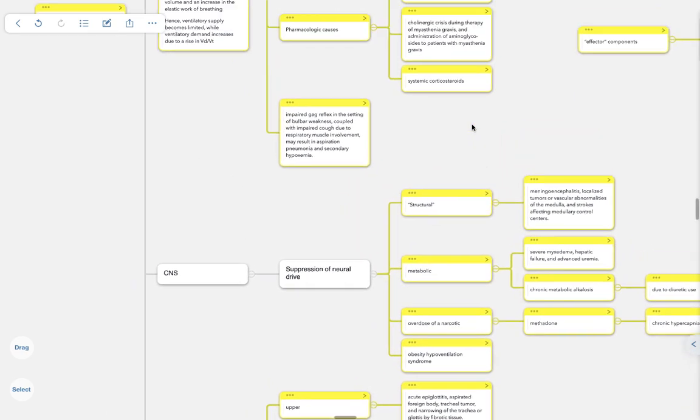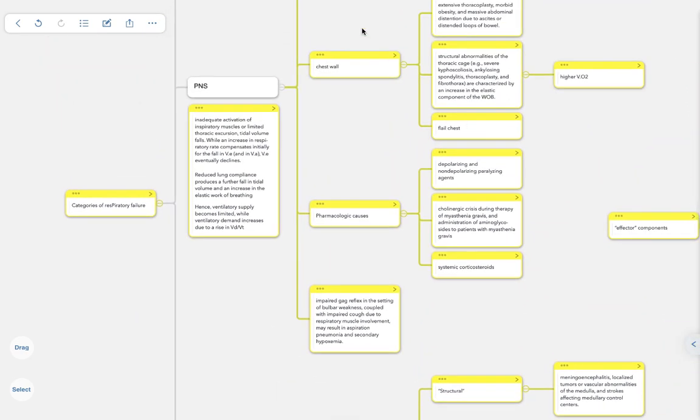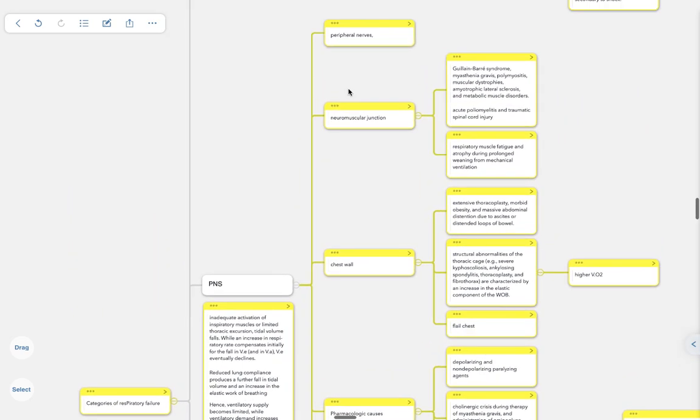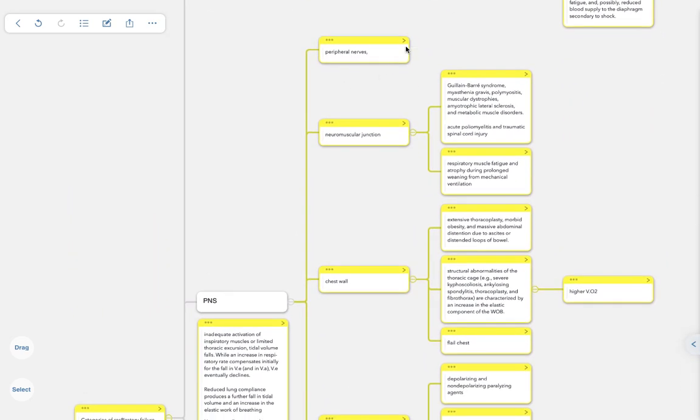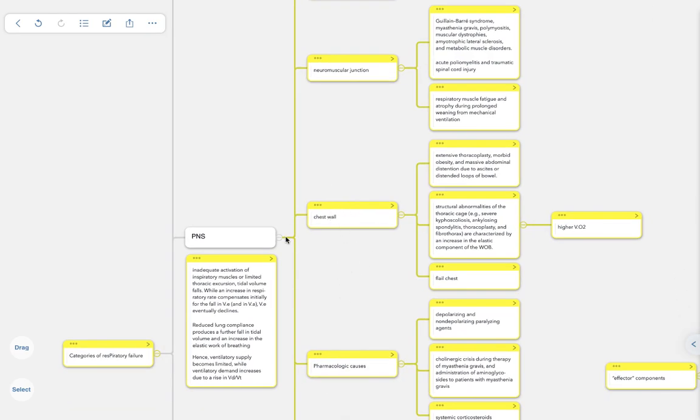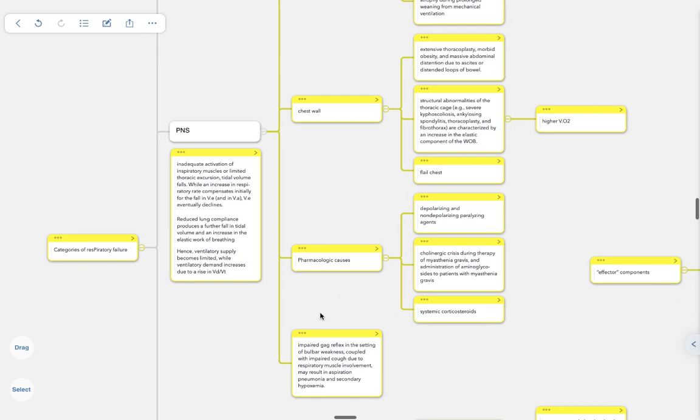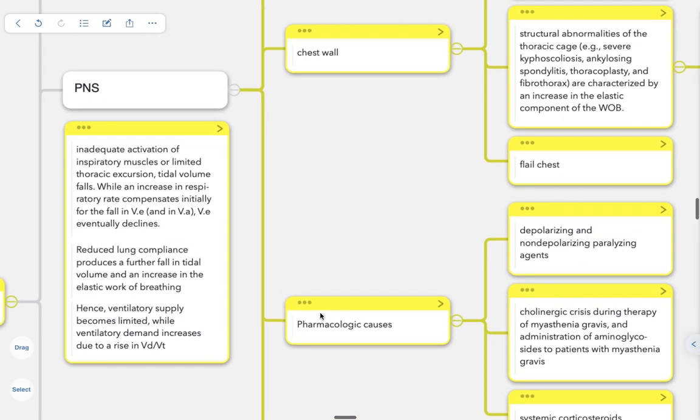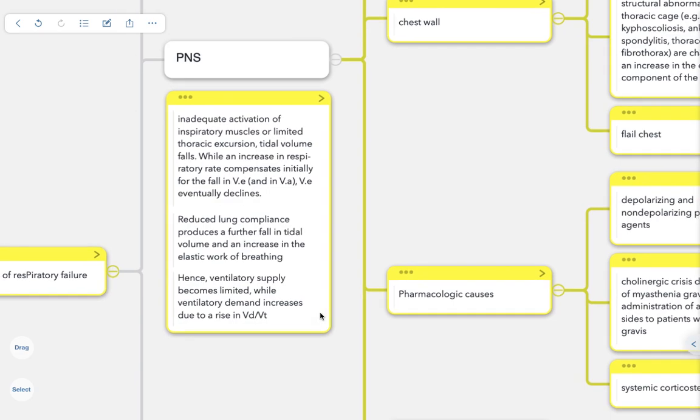Now, apart from CNS, let's move further. Let's go to the PNS, that is peripheral nervous system. Now, peripheral nervous system causes could be further divided into either there could be some problem in the peripheral nerves, there could be some problem at the neuromuscular junction, then there could be some problem at the chest wall level, that is at the muscle level, or there could be some pharmacological causes for this, right? So what basically happens in the peripheral nervous system problems, there is inadequate activation of the inspiratory muscles. So whenever the inspiratory muscles are not being activated properly, or if there is a limited thoracic excursion, the tidal volume falls, right?